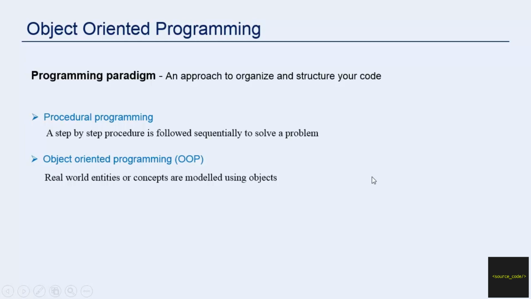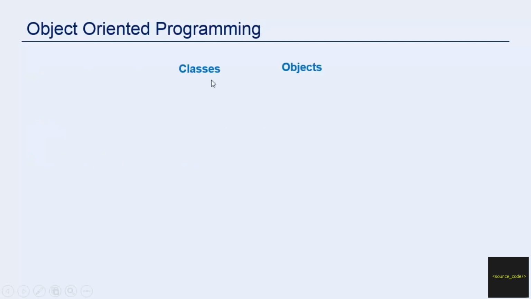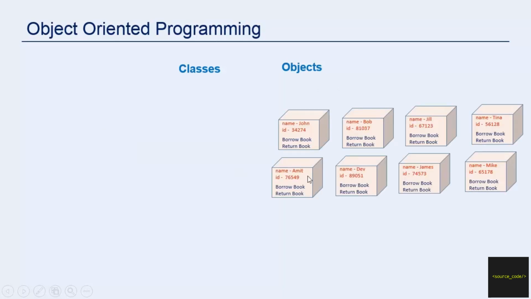So in this lecture, we'll see what object-oriented programming is, and then in the rest of the section, we'll see how to implement object-oriented programming in Python. First, let us see the common terms used in object-oriented programming. Classes and objects are the two main components of object-oriented programming. Suppose you are making a library management system. You might want to model different users as objects. Each user will have a name and an ID, and each user can borrow a book or return a book.